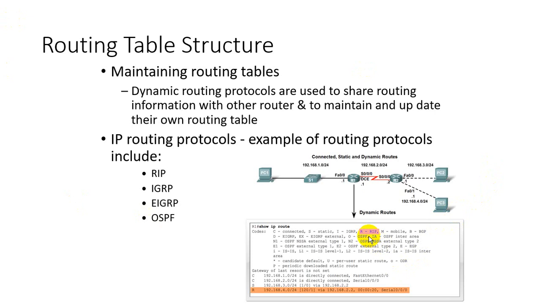As you can see here, this router R1 is running a dynamic routing protocol, which is RIP, as denoted here by R. It has learned the route through a dynamic routing protocol. For example, if this router wants to reach the destination 4.0, then it has to go to the next hop of 192.168.2.2 and the exit interface of serial 0/0.